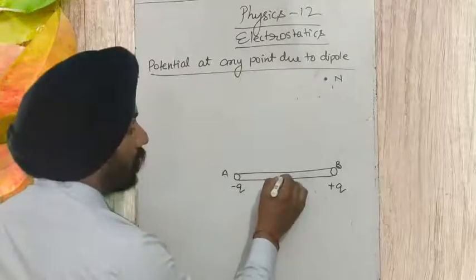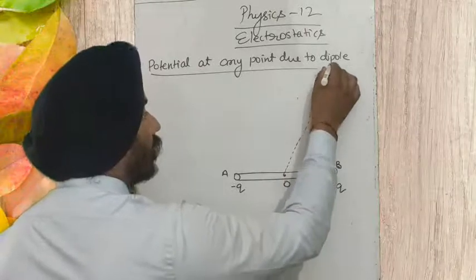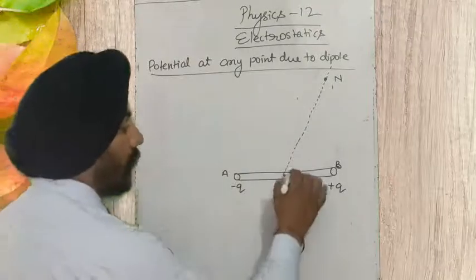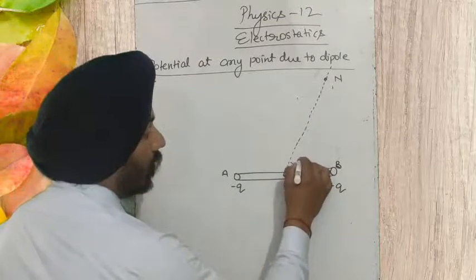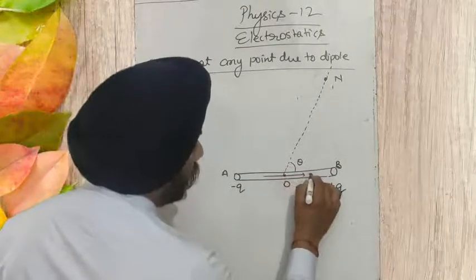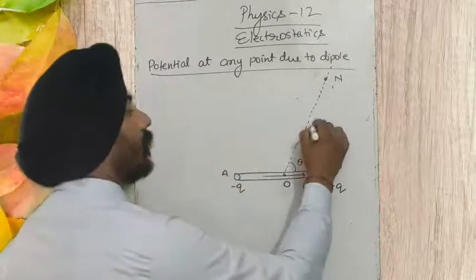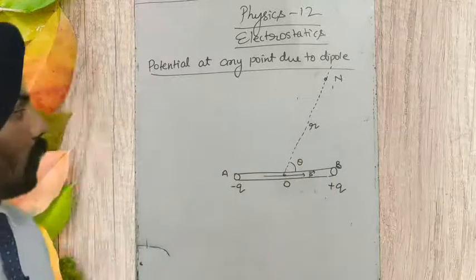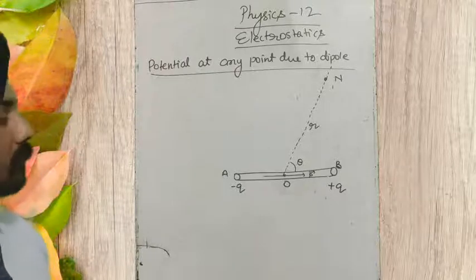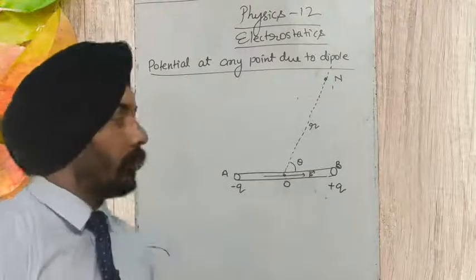Here we have to draw a line from point O which meets point N. This line meets at point N and makes an angle of theta with the dipole. This is the dipole moment P. Let the distance of point N from point O be R, and to calculate the electric potential we need the distance of the charges from the point in question.